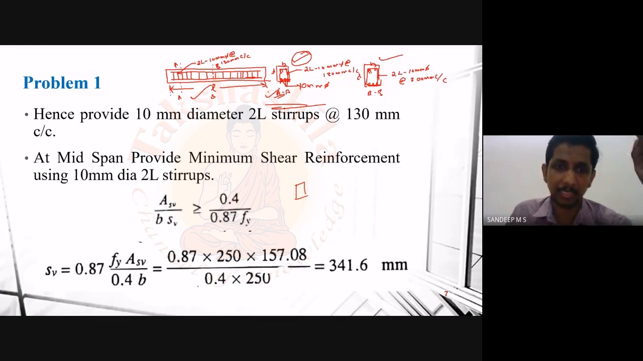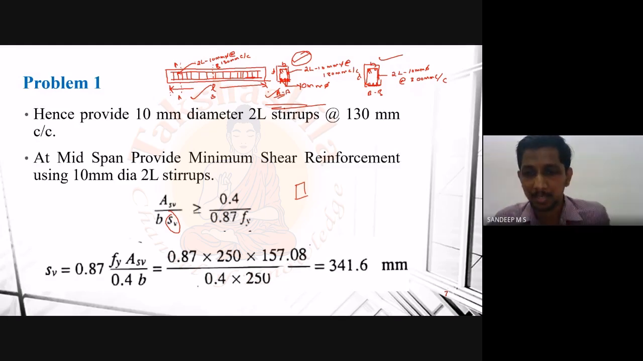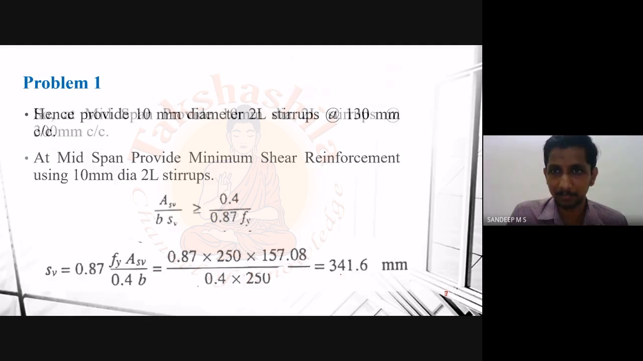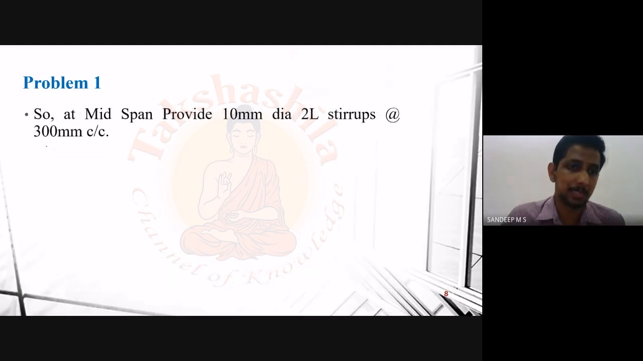Please try to use the same diameter for the stirrups as well as the number of legs and calculate the ASV. Then from this, you have to find the value of SV. When you work it out, the value I obtained here is 341.6 millimeters. But as per the maximum spacing suggestion from the code, I cannot provide this value because it exceeds 300 mm. So I will be restricting my spacing to 300 mm. That's it. Finally, I have just restricted my spacing to 300 mm. If you see here, it is 300.